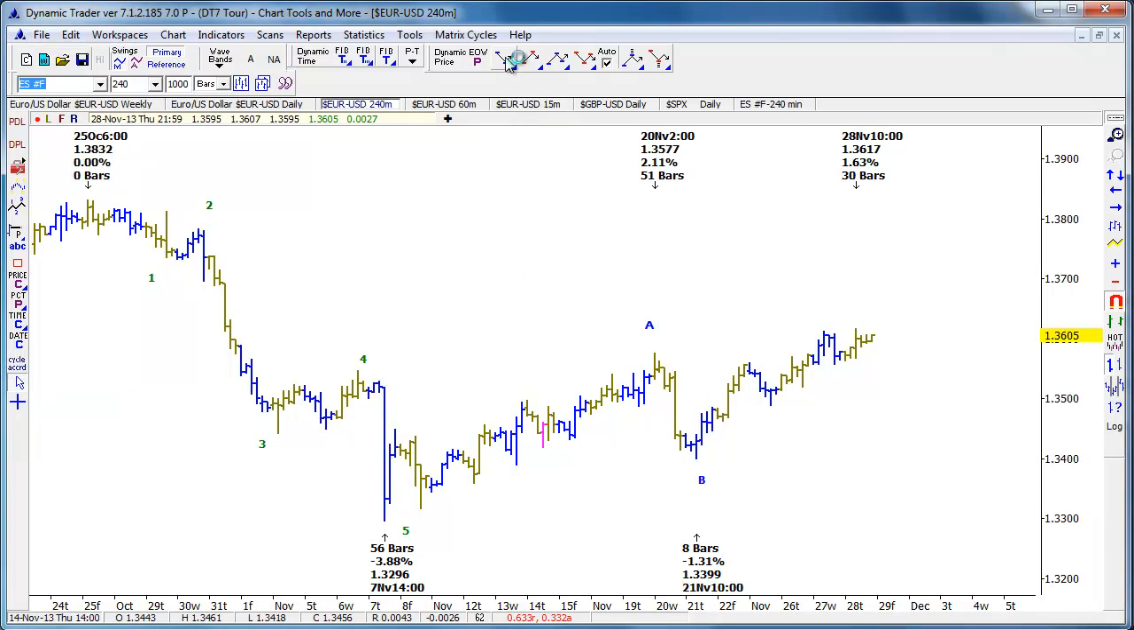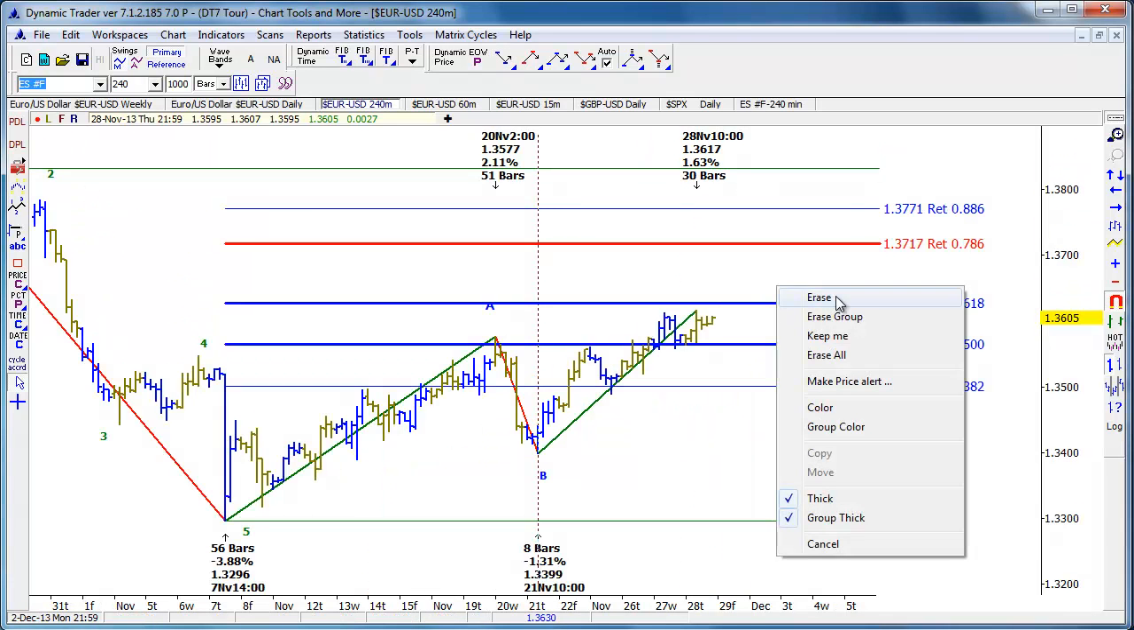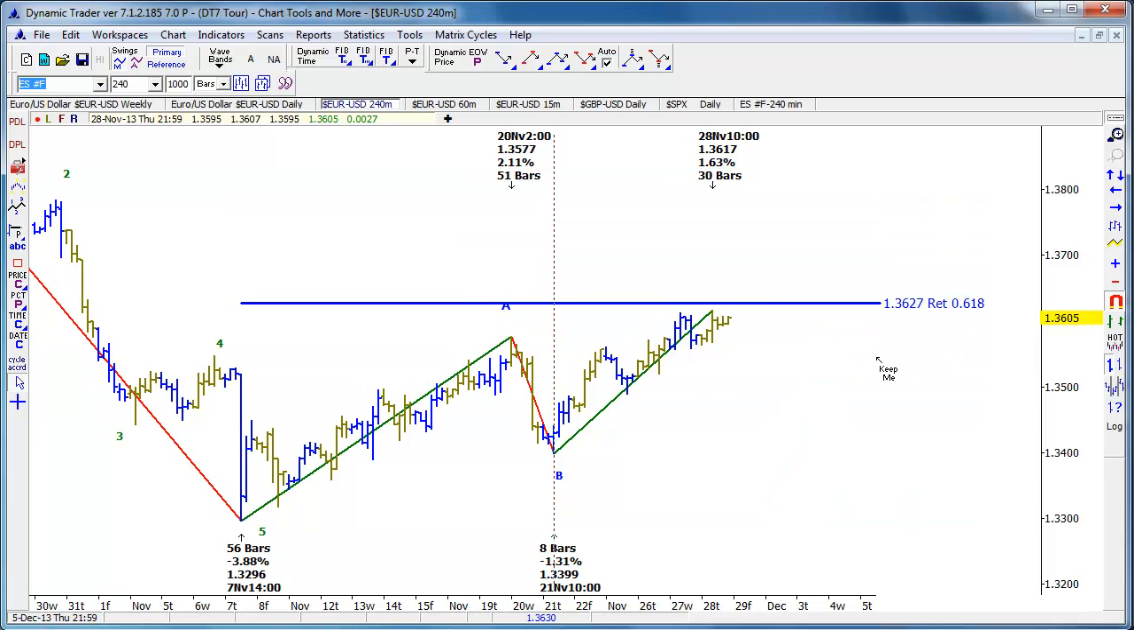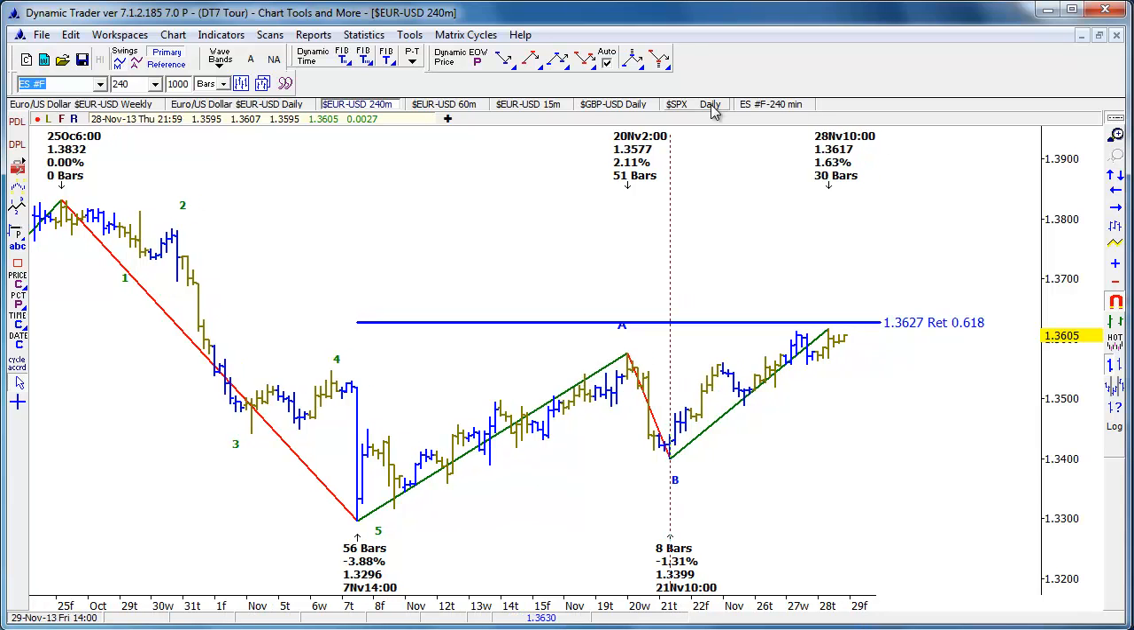Okay, so let's take a look again at our retracements here. And we'll just save that 62%. Keep me on that one. Let's take a look at how about some time factors here.